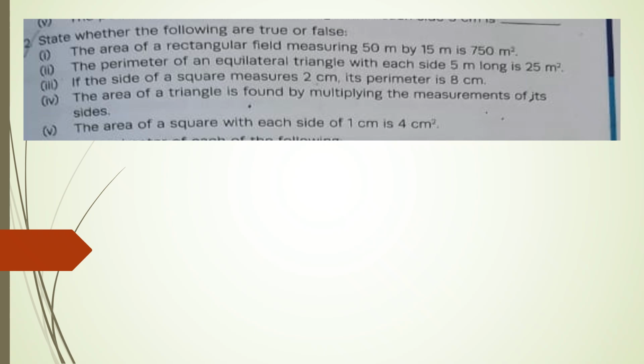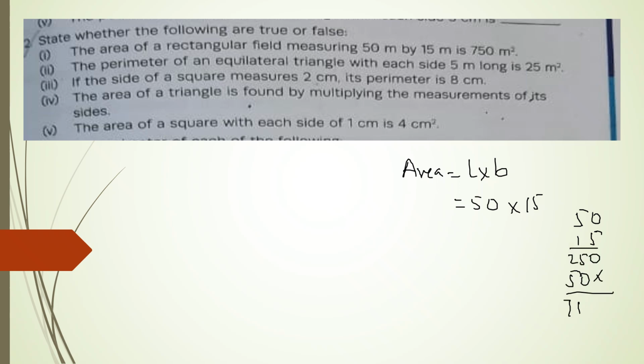Question number 2. In question number 2 you have to state whether the following statements are true or false. Now the first one is, the area of a rectangular field measuring 50 by 15 meter is 750 meters square. All you need to do is apply the formula area is equal to L multiplied by B, and you multiply these numbers, 50 multiplied by 15. So what is 50 multiplied by 15? You can check here. It is 750. So that means he is right, 750.